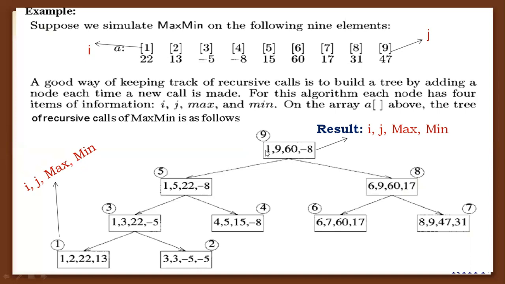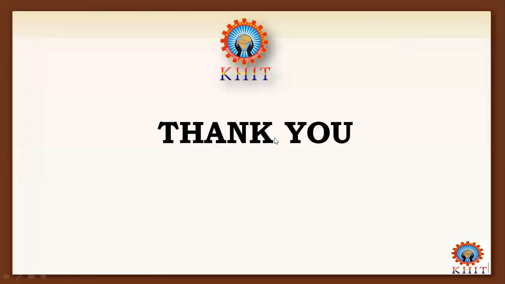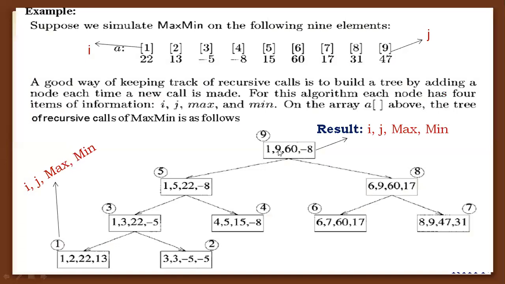So the given array is 1 to 9. If you consider the size of the array 1 to 9, the minimum element is -8 and the maximum element is 60. That is when the size of the array is 9. Assume that the size of the array is not 9, so the array is to be divided into some number of subparts. Here, the array is to be divided into 2 parts.